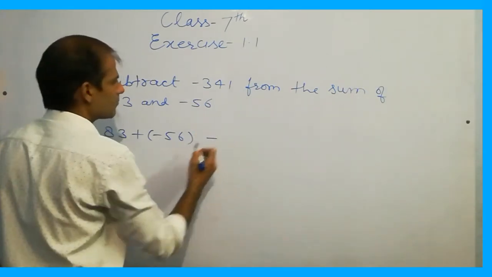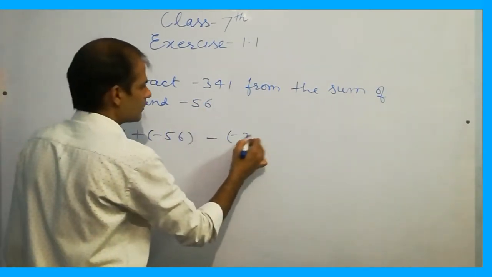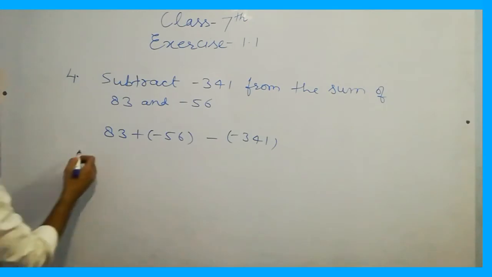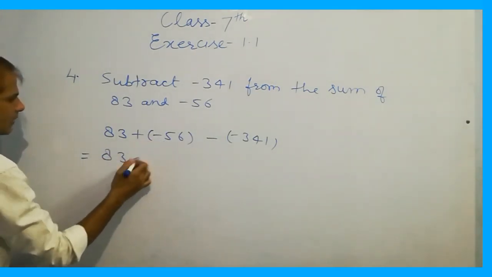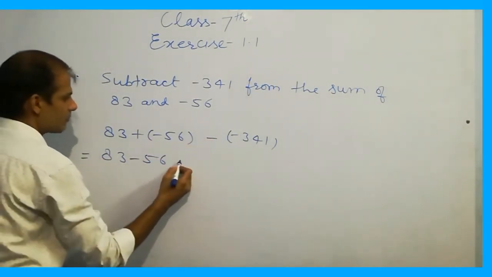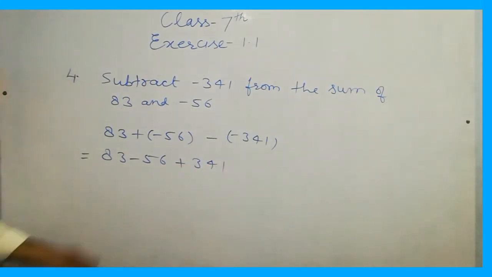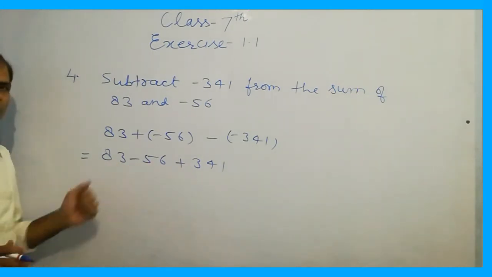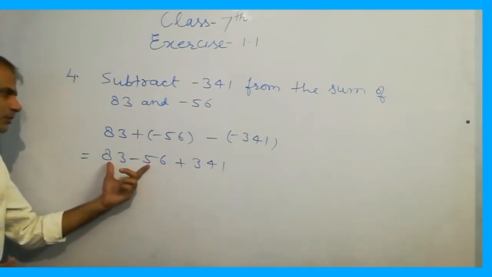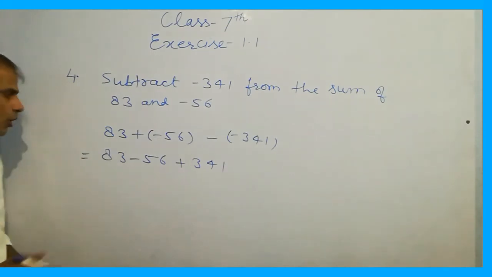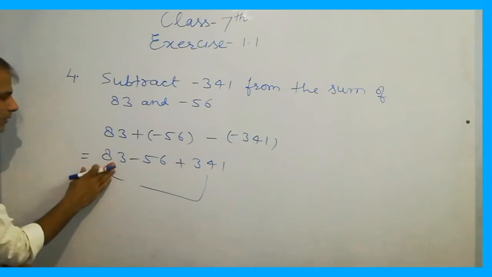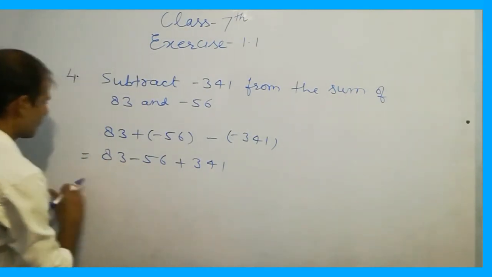Now from is minus and this is minus 341. Okay, now plus minus is minus and minus minus is plus. Okay students, now it becomes easier. Now this has become very easy. You can solve this in two ways. Either perform this subtraction then addition, or you can add both the positive numbers then subtract 56.